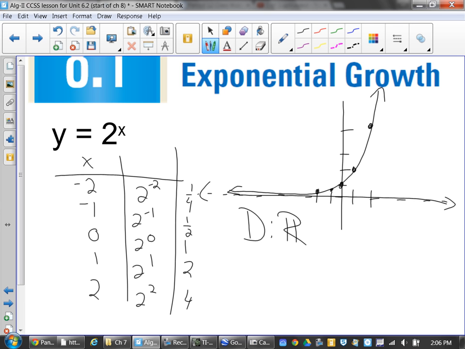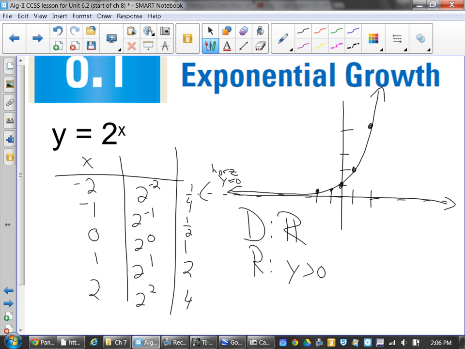When you have a horizontal line, what's the equation of every single horizontal line? y equals something. In this case, y equals 0. So your horizontal asymptote is at y equals 0, which means now, what's my range? All positive. Greater than 0. It's all values of y that are greater than 0. All right? And that's what we're looking at today.